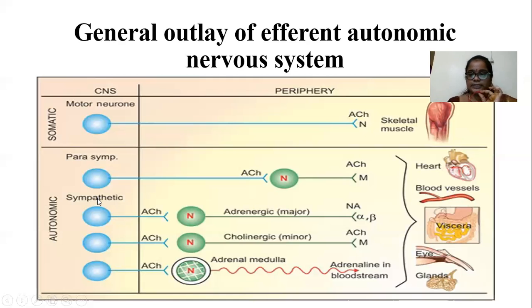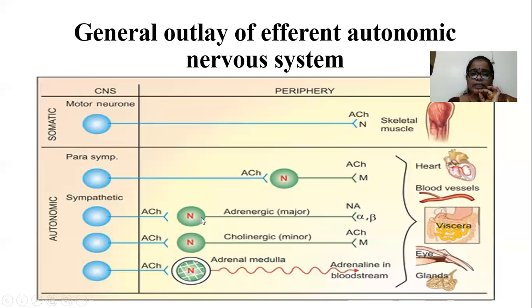Next, coming to the sympathetic nervous system. In the sympathetic nervous system, this blue line is the sympathetic preganglionic neuron. The first thing is that the sympathetic preganglionic neurons release acetylcholine. That acetylcholine binds with what kind of receptors? That is nicotinic receptors, which are present in the autonomic ganglion. After binding with the nicotinic receptors, what will happen? The sympathetic preganglionic neuron makes a synapse with postganglionic neurons.